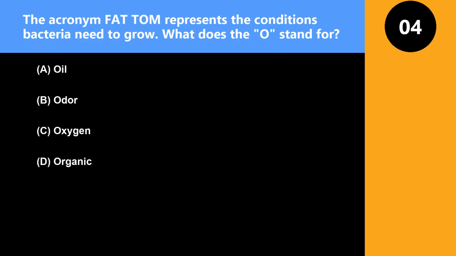Question 4. The acronym FAT-TOM represents the conditions bacteria need to grow. What does the O stand for? Option A. Oil. Option B. Odor. Option C. Oxygen. Option D. Organic. The correct answer is option C.